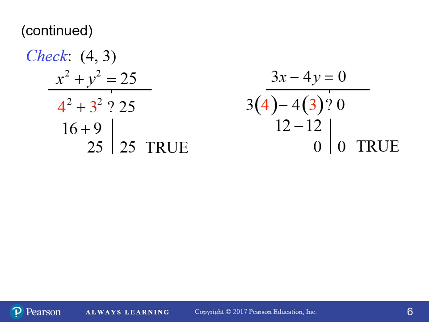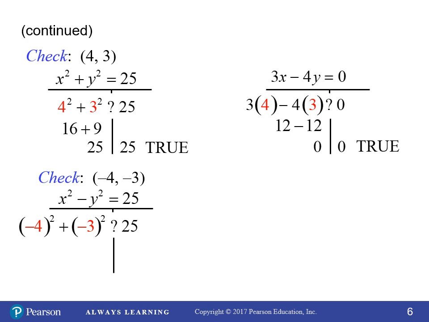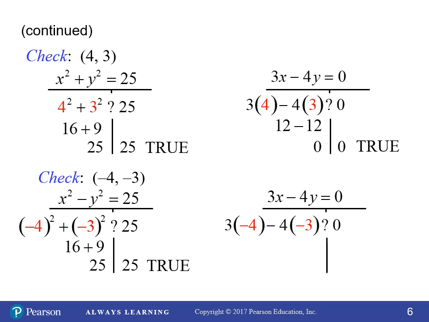Now we're going to check our second point, negative 4, negative 3. We plug it into the first equation. If you square a negative, it becomes positive. So we get 16 plus 9 again, and that does indeed equal 25. So it's true for that equation. Now we check it in the second equation. When we plug in negative 4 and negative 3 for x and y, that gives us negative 12 minus a negative 12. Minus a negative gives us plus, so that also equals 0. So it's true in that equation as well. So that one checks, and we do have two solutions.